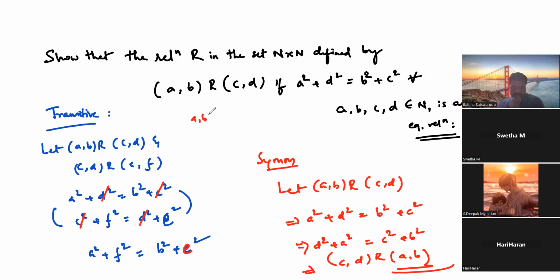I can say that (a, b) is related to (e, f). Correct? Yes. Yes. Therefore, it is transitive. Okay. Okay, sir.